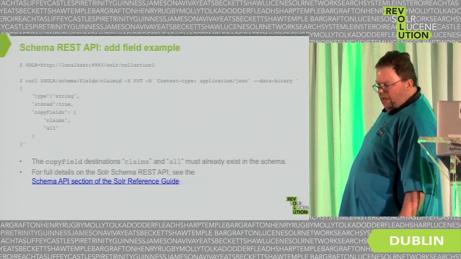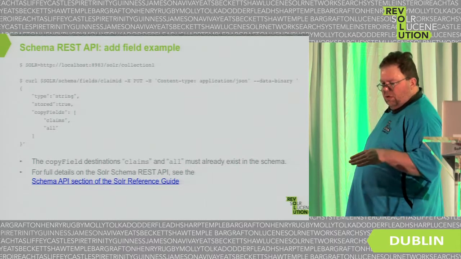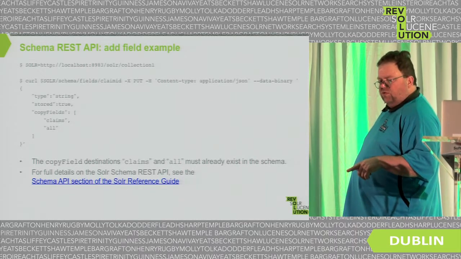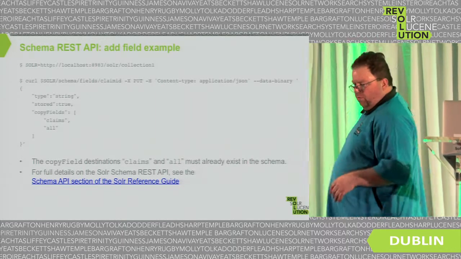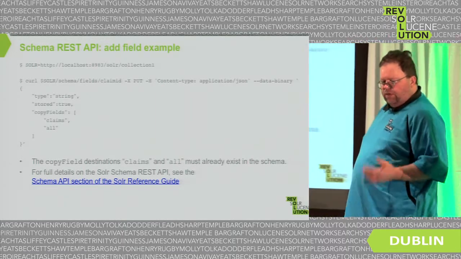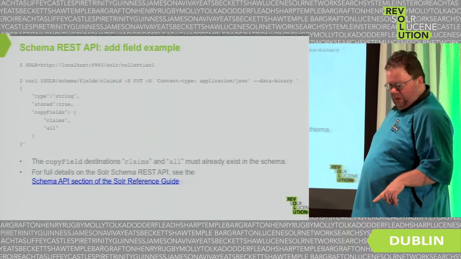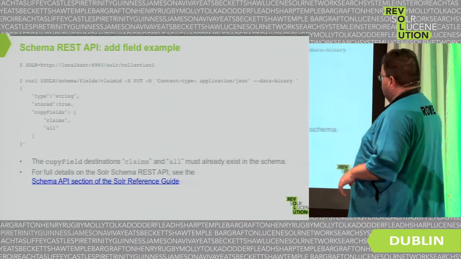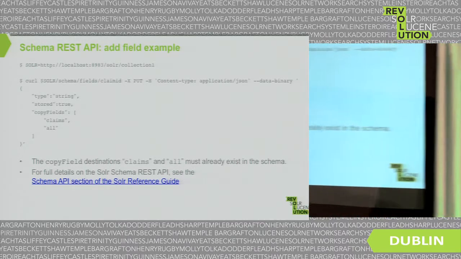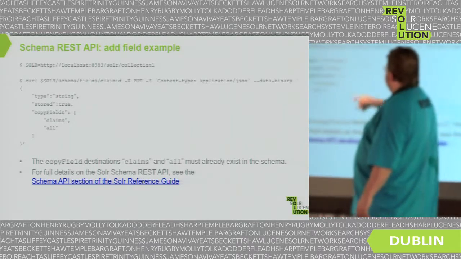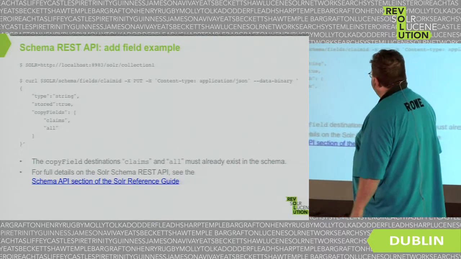So here's an example of adding a field using curl. Individual fields, when they're added, use the REST PUT verb, and you have to specify the content type. So in this case, I'm sending in a JSON request to add a field named claim ID of type string that's stored and has these 2 copy field targets.